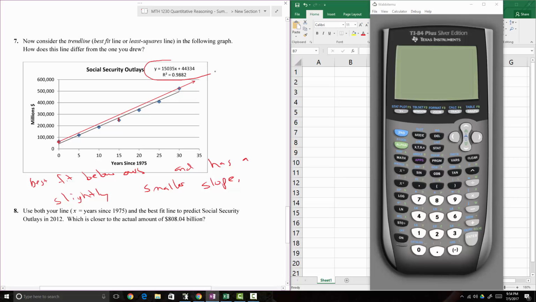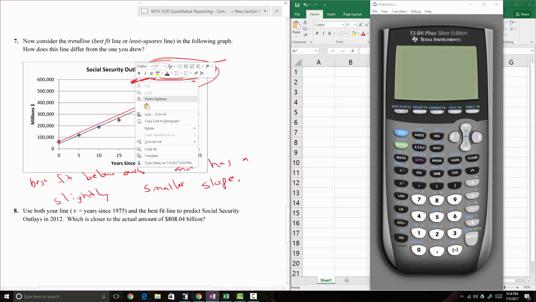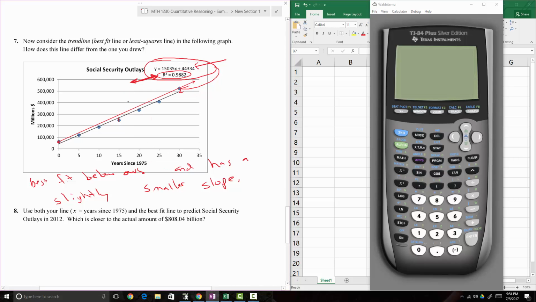So this is the output that you can get in Excel. This top part is the equation of this line, and this r squared value gives us a means of knowing how well our line fits our data. The r squared value tells us what percentage of our data is explained by the model, so the variation explained in the model.